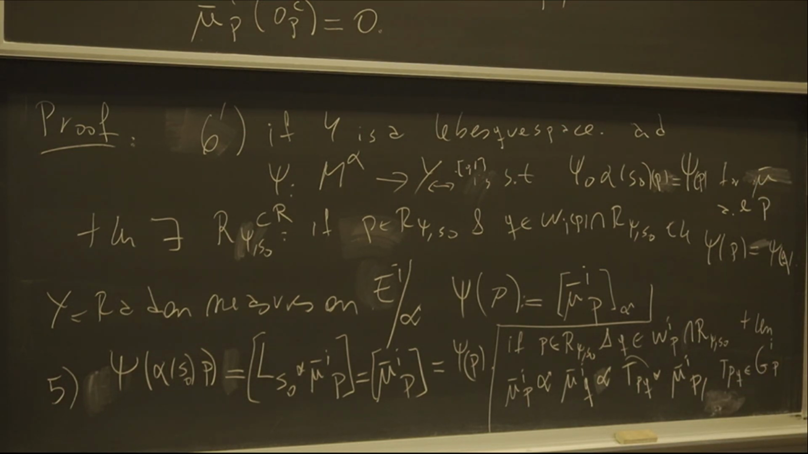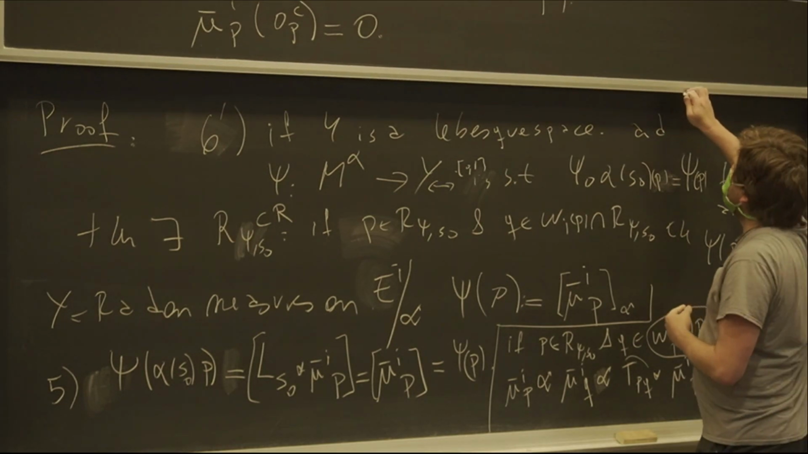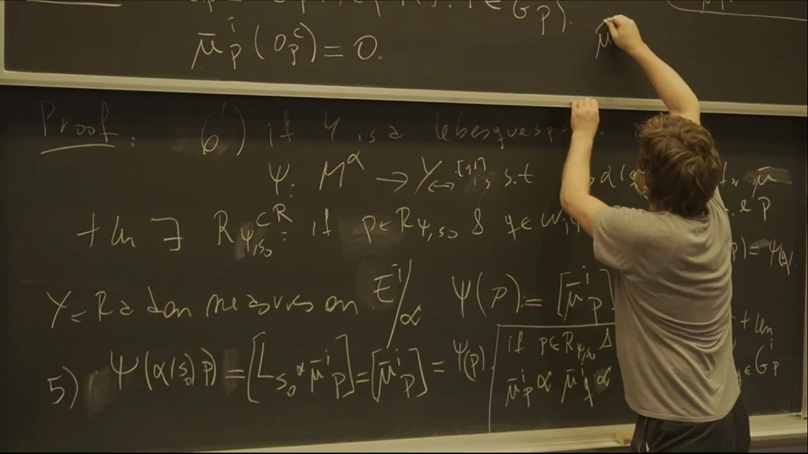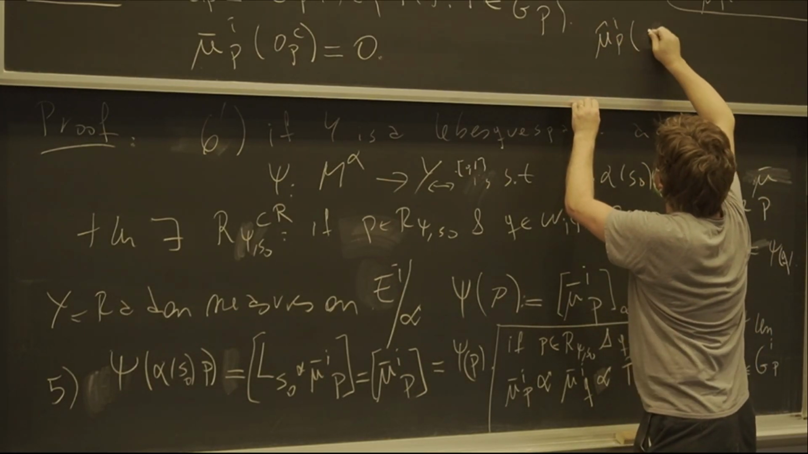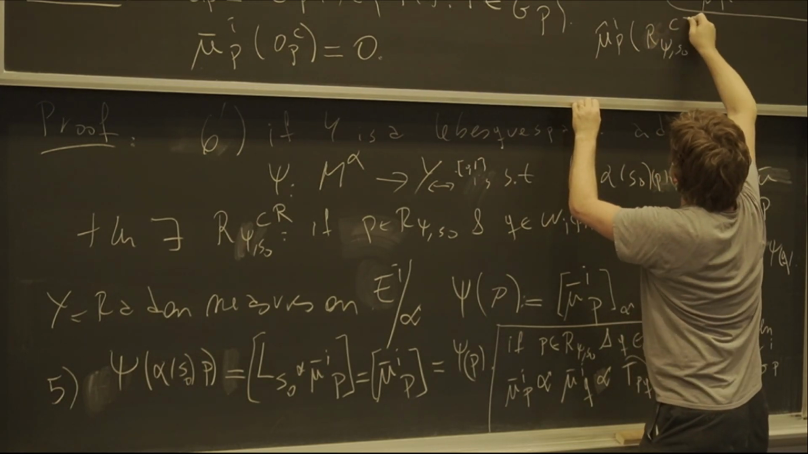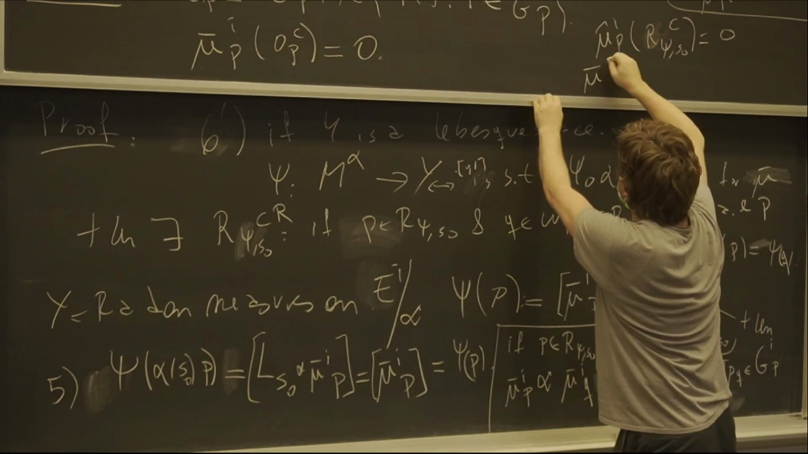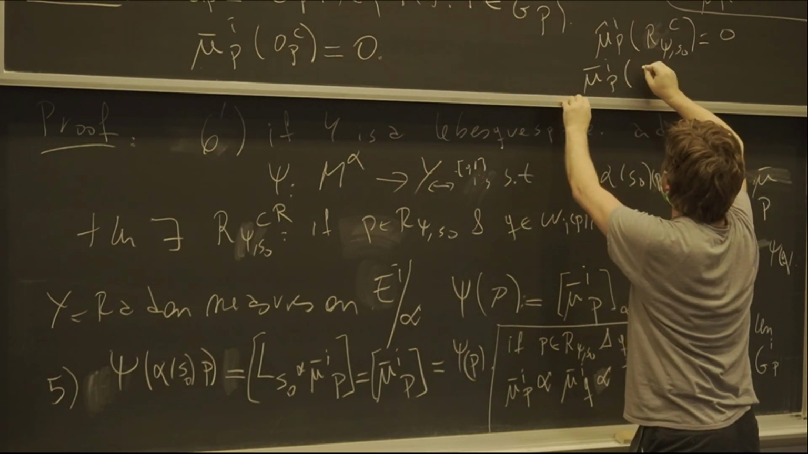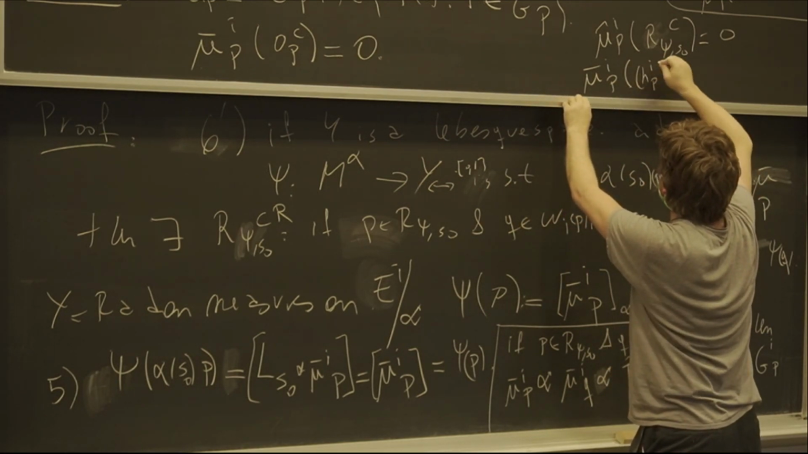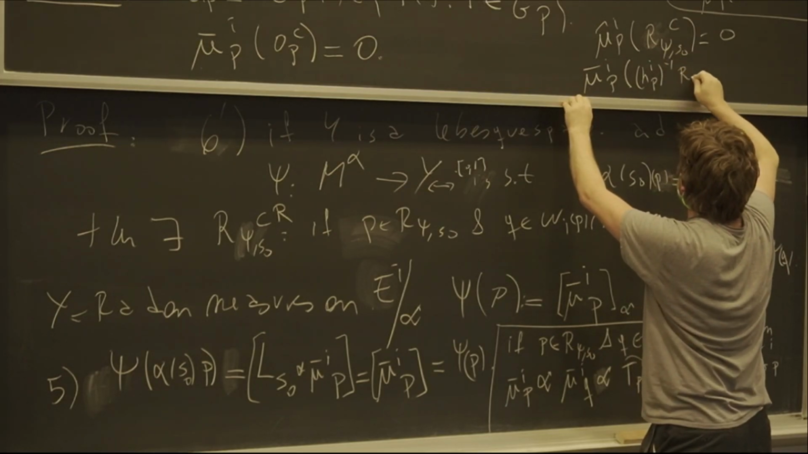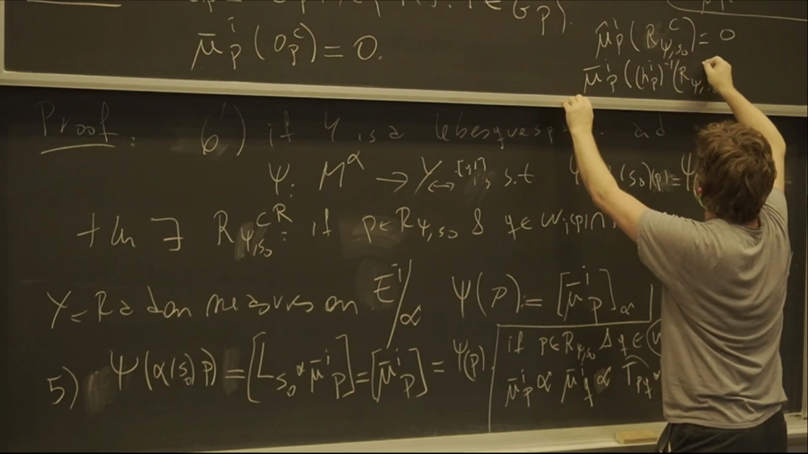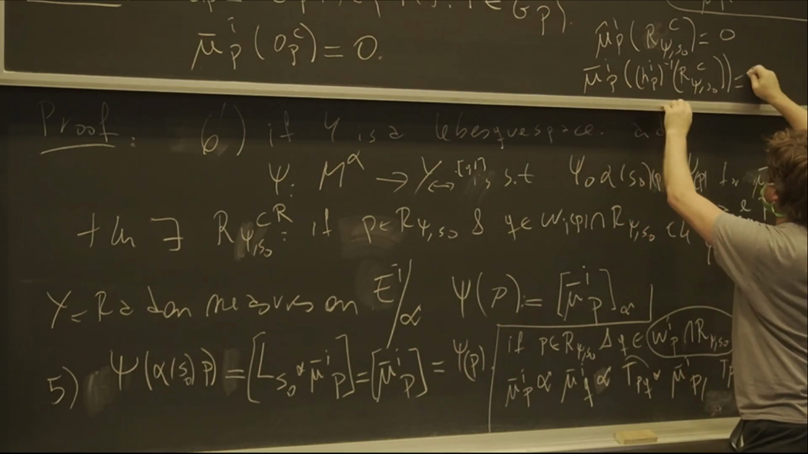So now, how does this completely solve our lemma? The lemma will be solved when I do the statement, which essentially follows from the fact that this set has full measure. Let me write it here. That mu hat IP of R psi S naught complement is 0, and hence mu bar IP of HPI inverse of R psi S naught complement is 0.